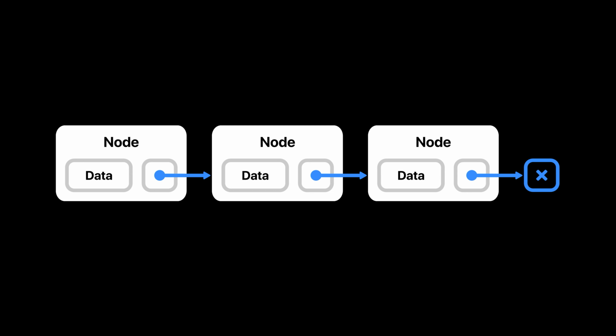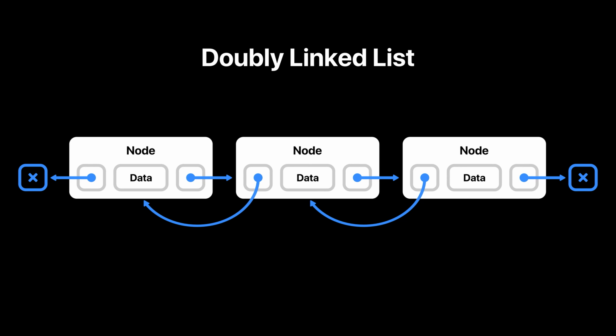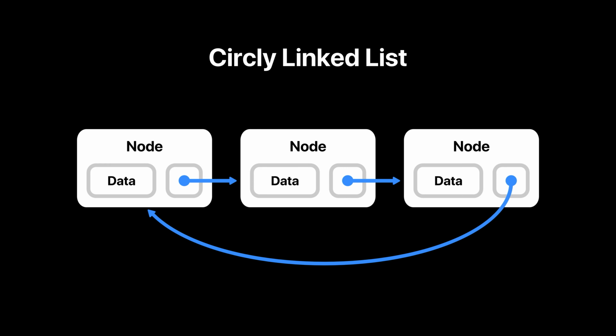The last node in the list usually has a null reference, which is used to identify the end of the structure. If we develop the nodes of the singly linked list further, so that they contain a reference to the previous node in addition to the next node, we now have developed what is called a doubly linked list. If the last node of the list does not contain a null reference, but a reference to the first node, the structure becomes circular. This type of list is called a circularly linked list.